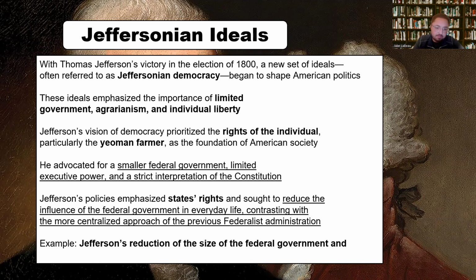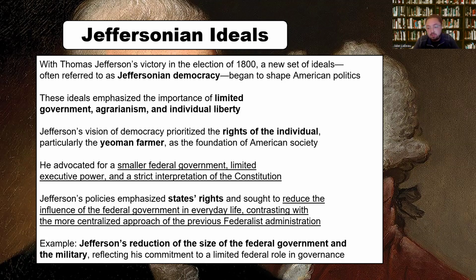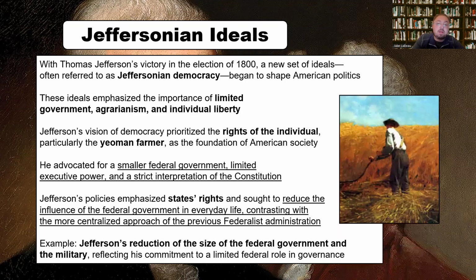Let's have an example. Jefferson's reduction of the size of the federal government and the military reflects his commitment to a limited federal role in government. All right. Key things here. Big government is expensive. A standing army is expensive as well. And he felt, why do we need this huge military standing and ready? It's expensive. And who are you fighting? We haven't declared war on anybody. We don't really have any enemies. And it might be dangerous in case that military turned on the everyday citizen. So he didn't like that idea. All right, and here's a depiction of what that yeoman farmer would look like.